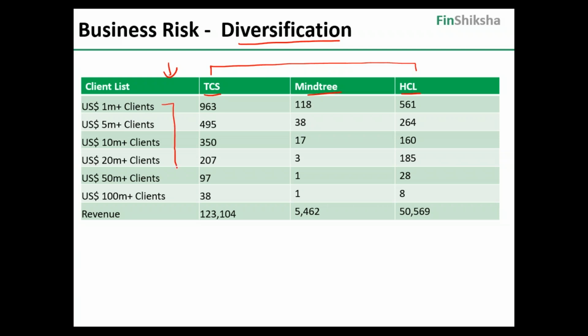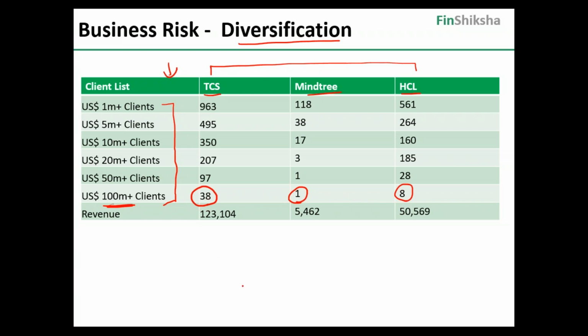Look at the breadth or the diversification in terms of the client. Diversification as in what is my client spread. Look at this, 100 million plus clients in a year is 38. Look at this, for the Mindtree, this 100 million plus client was converted this year. Look at HCL. This client list you will get from the annual report, but they will never give you directly.